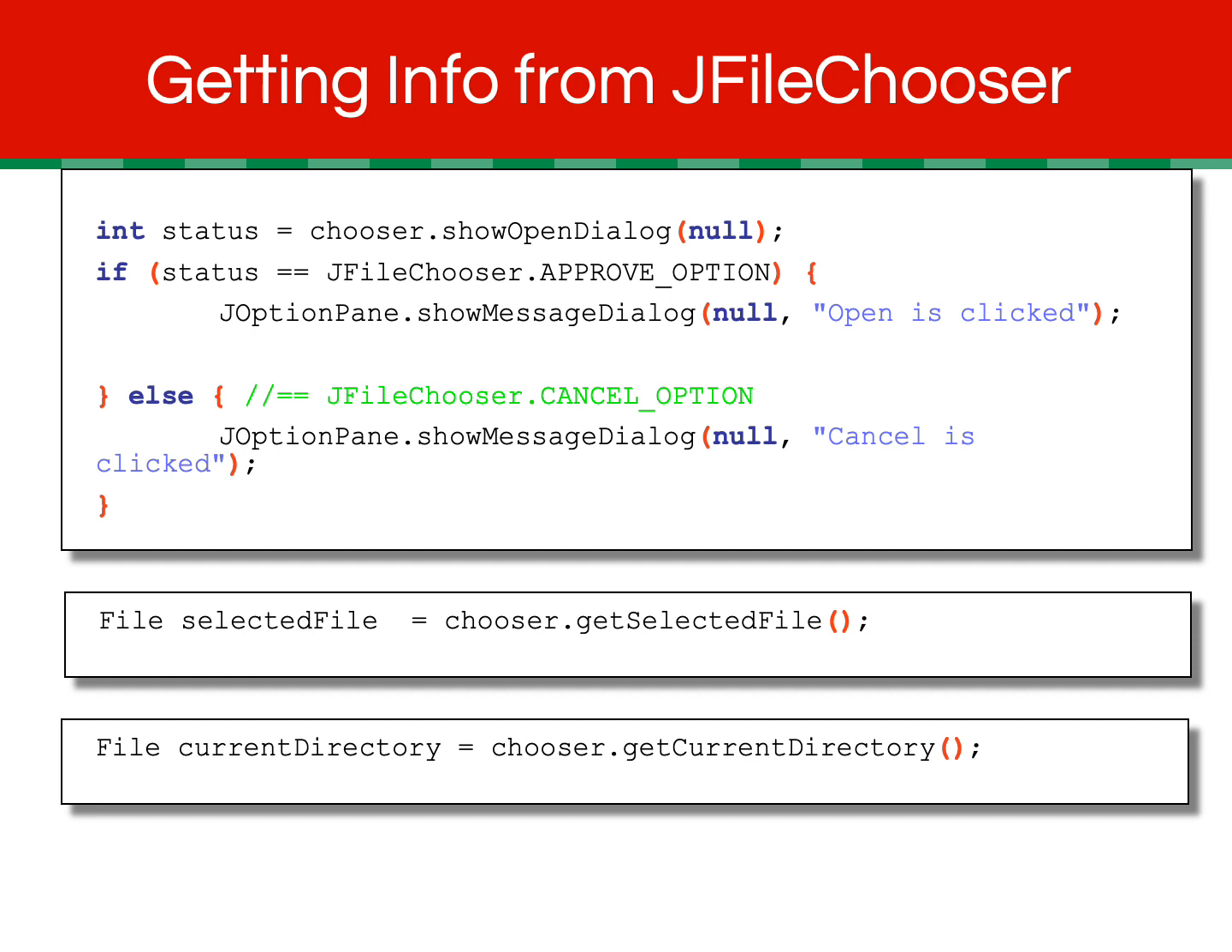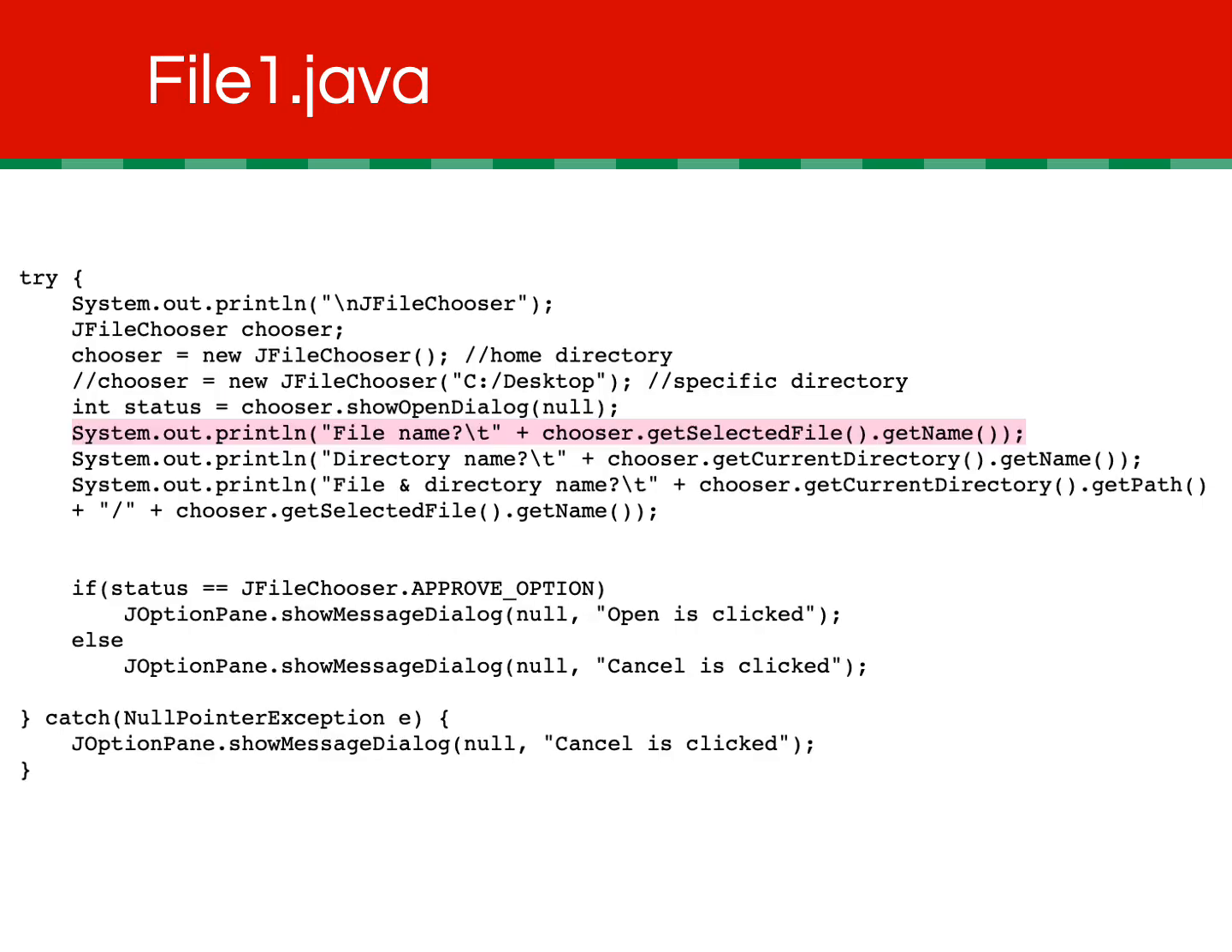Otherwise, a message dialog that says Cancel is clicked will appear. To get the selected file, you can use the method called getSelectedFile. To get the current directory, you can use the method called getCurrentDirectory. Try and run the code from your online learning in the file called file1.java.